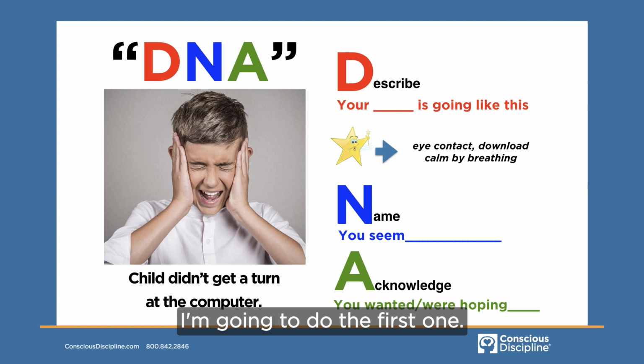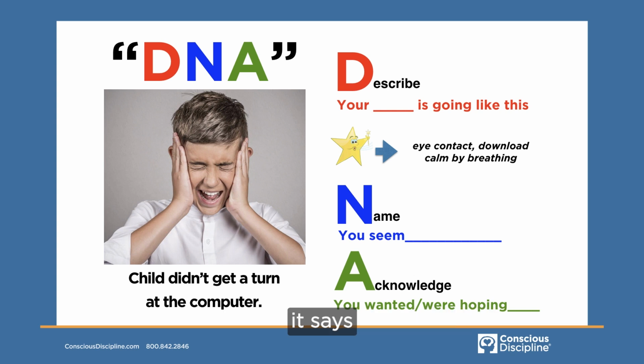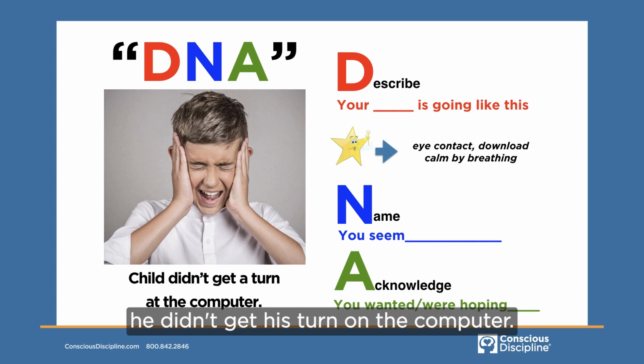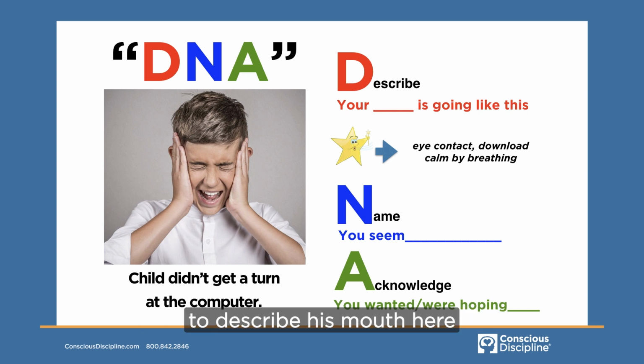We're going to do the first one. So the first one has this little boy, you see, and he's got his hands up just like this. And you can see in the inscription it says he didn't get to his turn on the computer. So the very first thing that we're going to do is we're going to describe his hands and we're going to describe his mouth. We're going to say your hands are going like this and your mouth went like that. Then we're going to take that big deep breath in.